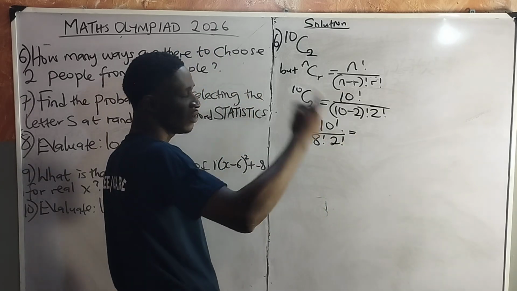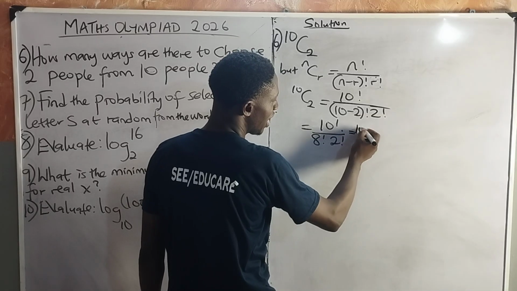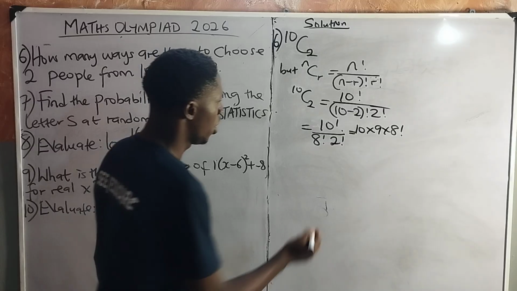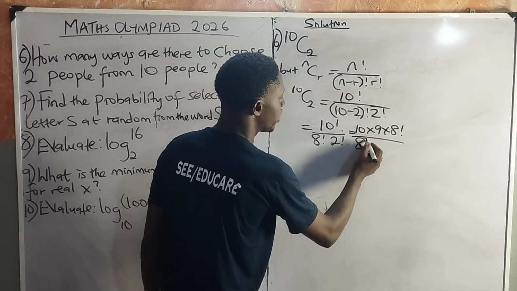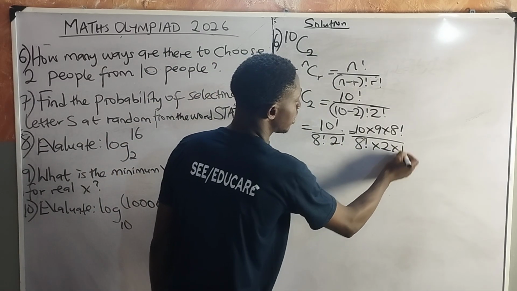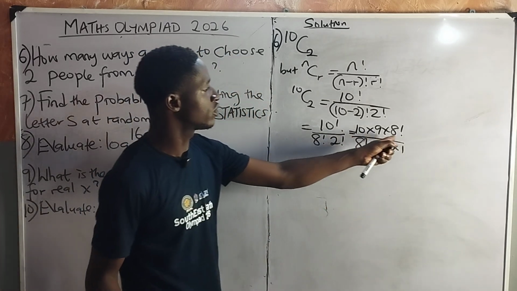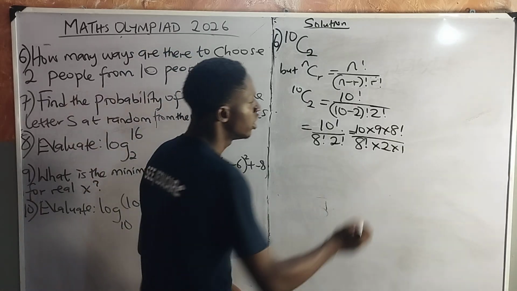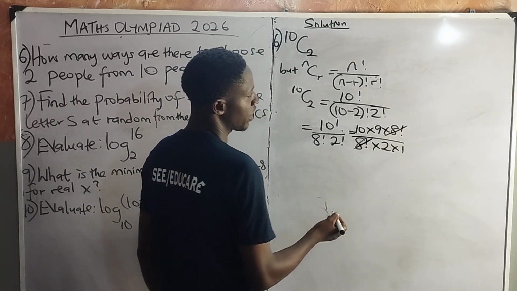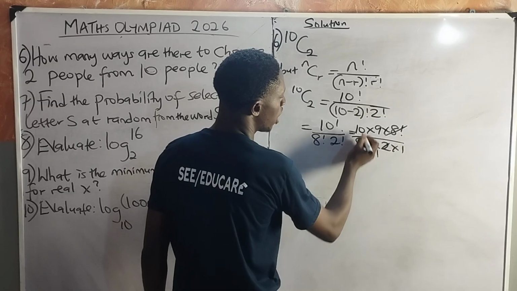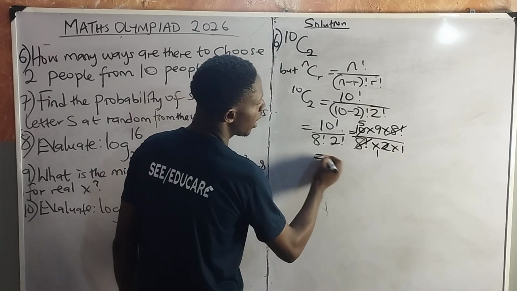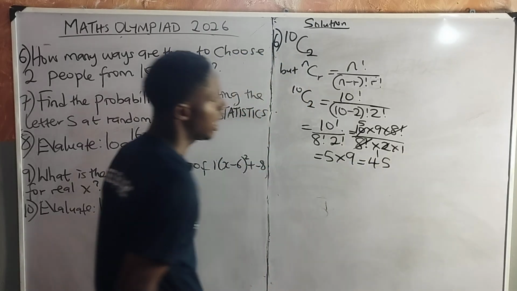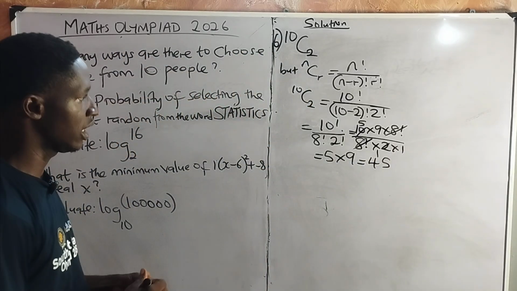10 factorial means, look at what it means, 10 times 9 times 8 factorial. You can solve without a calculator. Over 8 factorial, then times 2 times 1. The reason why I don't want to continue with 8 times 7 times is because I have 8 factorial at the denominator. So 8 factorial will cancel 8 factorial. 2 here is 1, 2 here is 5. So I have 5 times 9, which is equal to 45. And that is the answer.